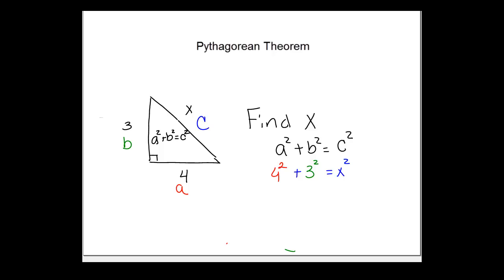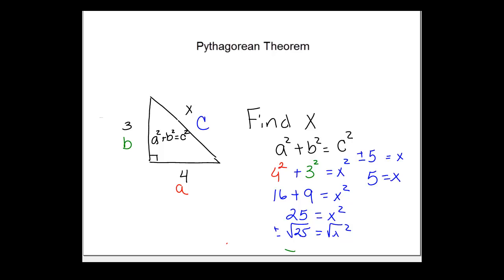4 squared is 16 plus 3 squared, which is 9, equals x squared. 16 plus 9 is 25, equal to x squared. The square root of x squared, those cancel, and you have plus or minus the square root of 25. Now, we have x is equal to plus or minus 5. And since you can't have negative lengths, your answer is 5. So x is equal to 5. This triangle is known as a 3, 4, 5 triangle.